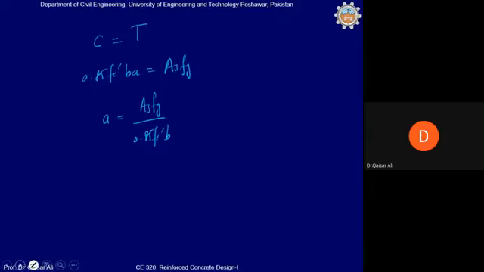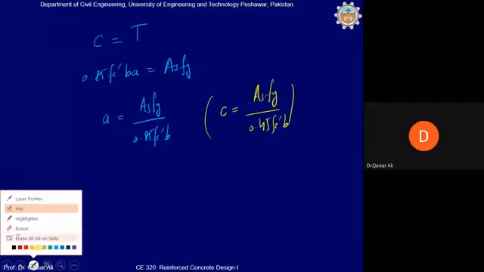You can compare this with the relation of neutral axis depth for stage 2. It was equal to AsFy divided by 0.45 Fc prime B, if you remember.